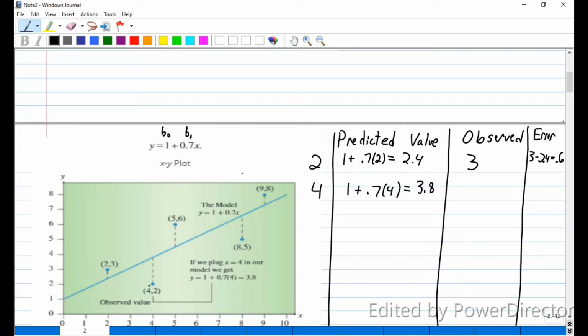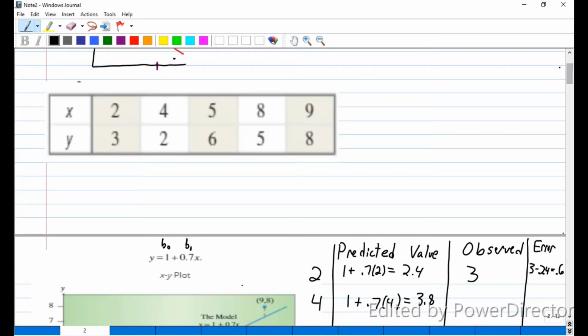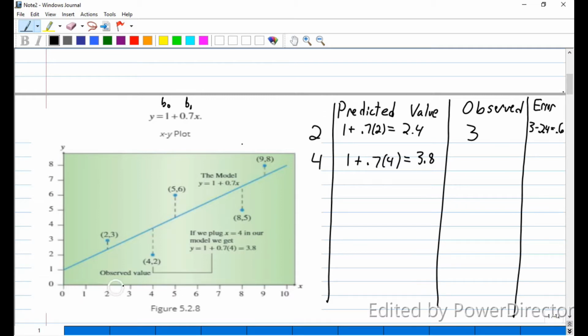If you look at the point, you don't even have to have the graph to find the observed value. You can just look at the table. This says when you plug in a 4, you get out a 2. Or if you look at the graph here, when you go to x equals 4, the actual value, the observed value, is 2.